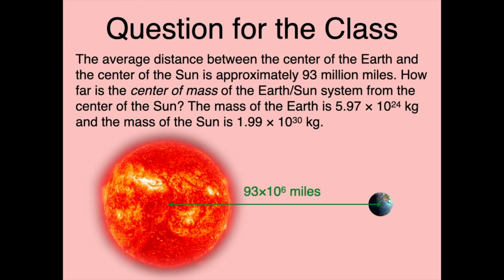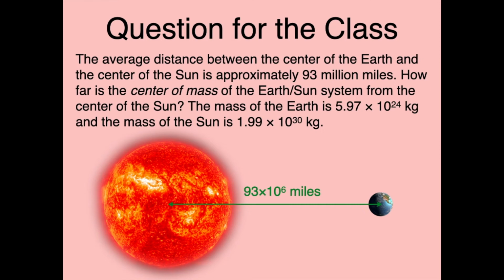Now, here's an interesting question. Let's say we're thinking about the Earth and the Sun as our system. That's what we want to know the center of mass of. So the average distance between the center of the Earth and the center of the Sun is about 93 million miles. How far is the center of mass of this system from the center of the Sun?